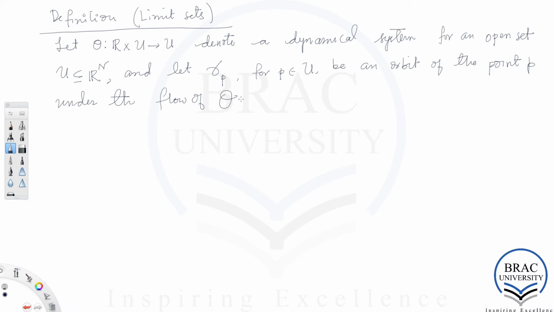Okay, which means that if you take theta t comma p, and vary t in the set of real numbers R, you get all the points, and the collection of all those points is this set gamma p, precisely the orbit for the point P in U. So this is the scenario.